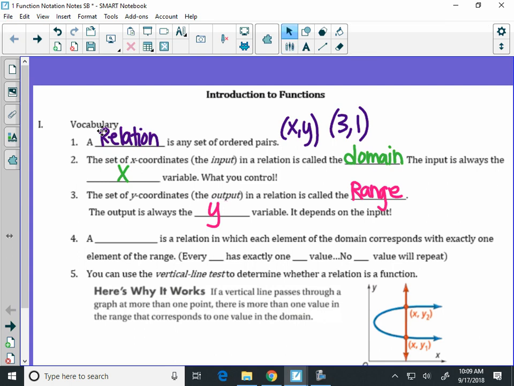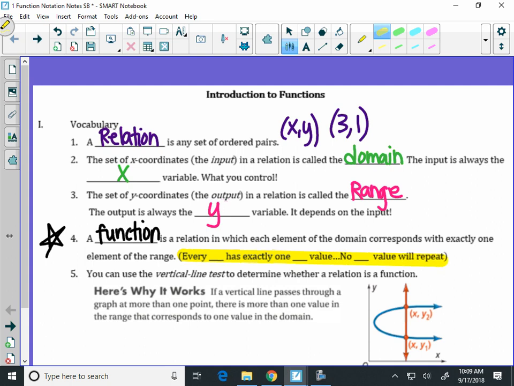Okay, so now, a very specific type of relation. This is what the whole lesson today is on. A function is a specific type of relation where every element of the domain corresponds with exactly one element of the range. So let's simplify that here. Every x value has only one y value that goes with it. So no x value will ever repeat. We'll see that when we look at some examples.